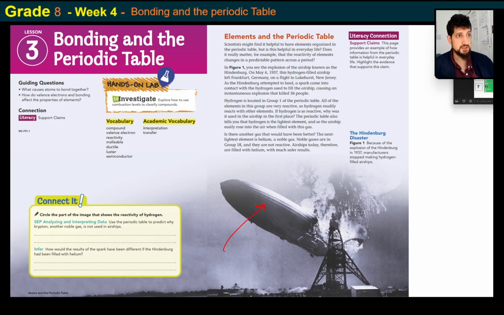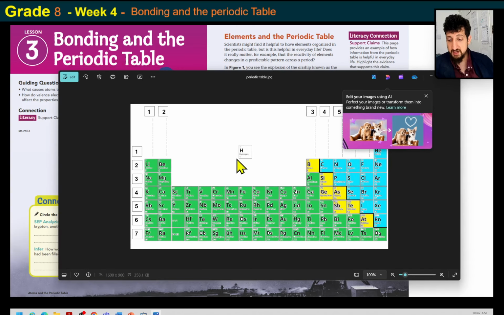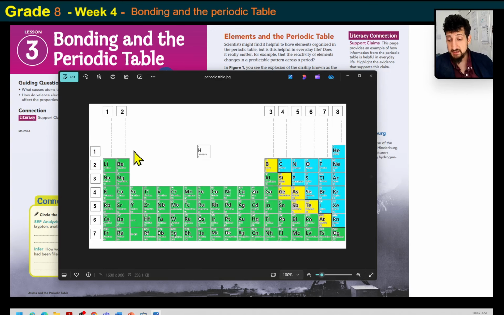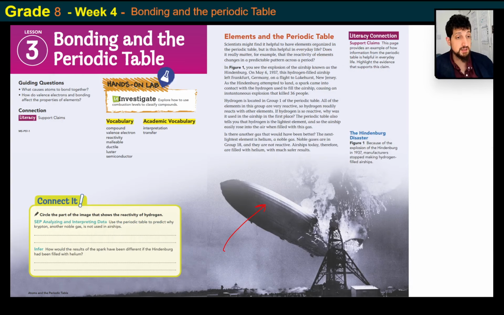So here's hydrogen. Here's my periodic table, and hydrogen is right here. So it's actually part of group 1 elements, but it's a bit of a special case. It's not really a metal. It's a non-metal, but it's part of group 1. But hydrogen is explosive. Can you guess what happened? They filled the Hindenburg with hydrogen and it exploded.